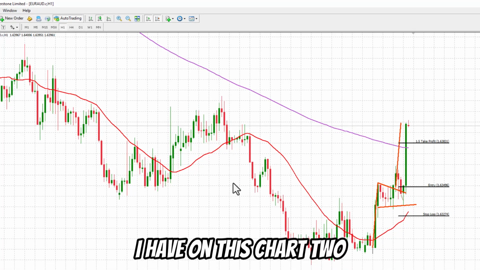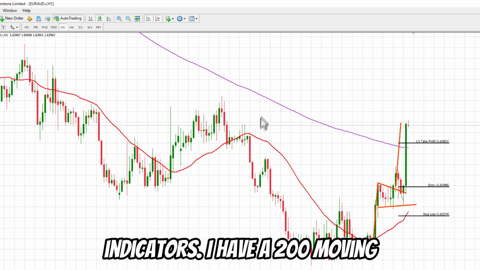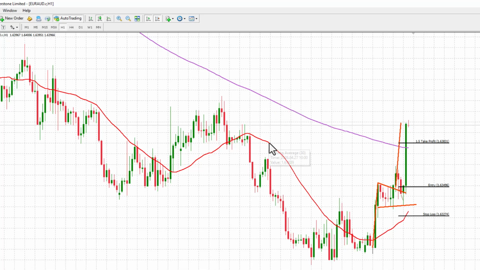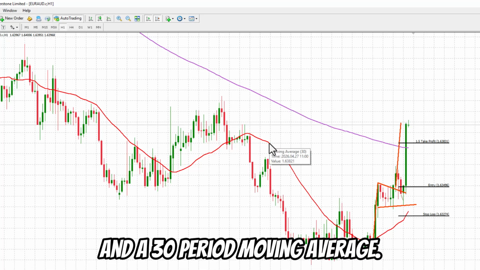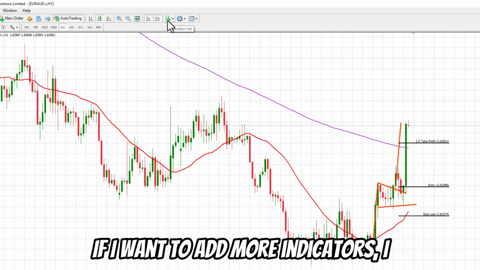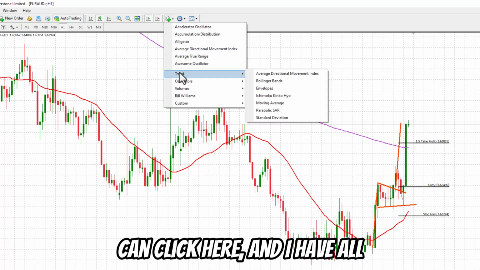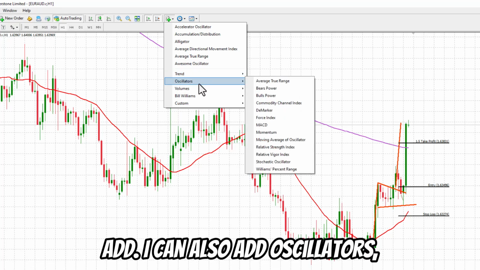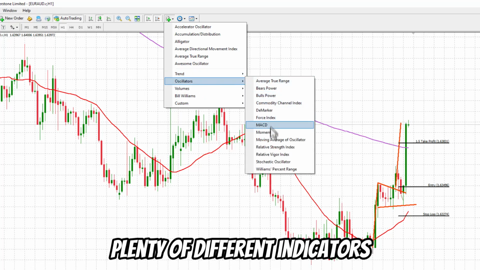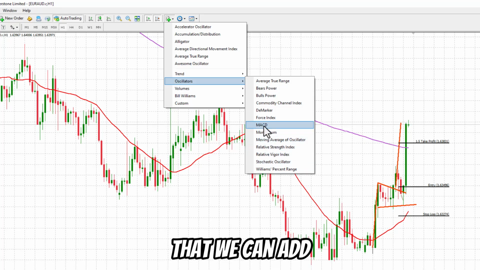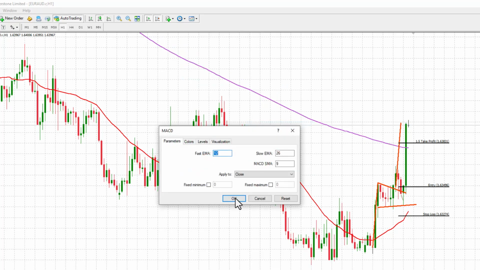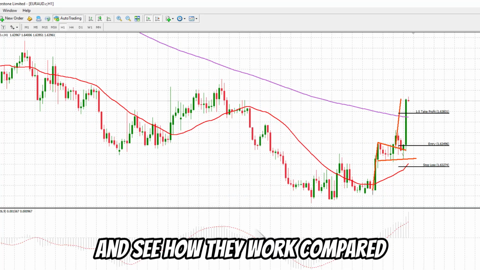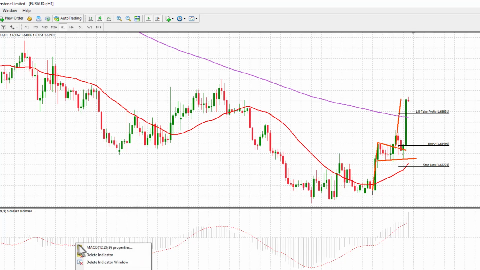Now, I have on this chart 2 indicators. I have a 200 moving average and a 30 period moving average. If I want to add more indicators, I can click here, and I have all sorts of indicators that I can add. I can also add oscillators. Plenty of different indicators that we can add and see how they work compared to the chart.